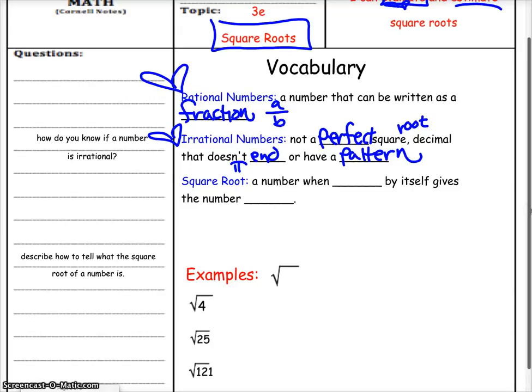You need to know square root. A square root is a number when multiplied by itself gives you the number inside. So a number when multiplied by itself gives you the number inside the square root. Square root looks like this symbol. That's the square root symbol.